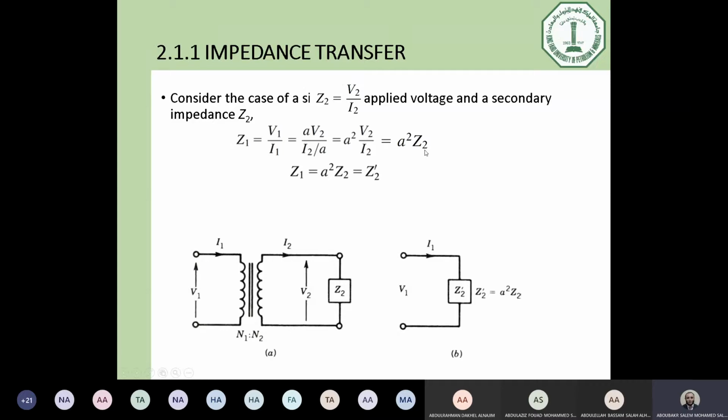Now, if we refer Z2 to the primary side, the effective value will be A squared Z2. And we are going to give it the name Z2 prime. Why Z2 prime? Because the impedance exists in the secondary side, so it's referred here by 2. And the prime because it's referred to primary. It's not at its actual place. So this is reflected impedance or referred impedance, not the exact place of the impedance itself. Is it clear, guys?